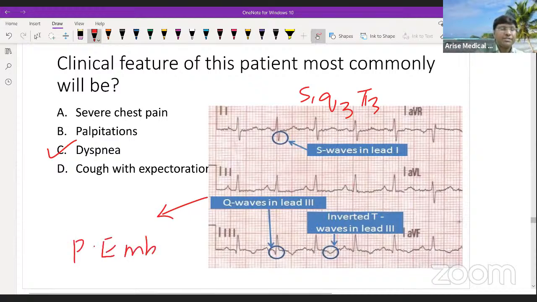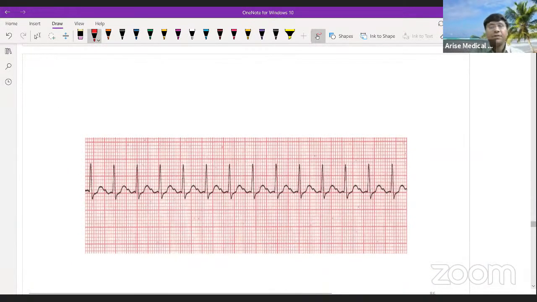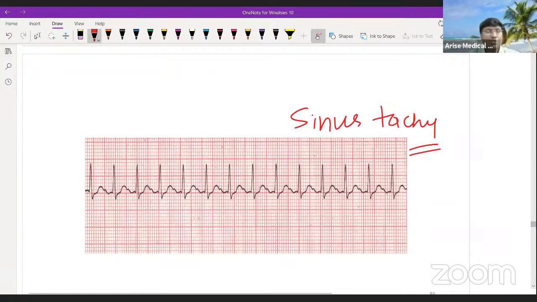So in pulmonary embolism, what is the most common symptom, Avinash? Most common symptom will be dyspnea, not the palpitations. But if the question is asked, what is the most common ECG finding? Then you should answer it as the sinus tachycardia. So this is your sinus tachycardia.